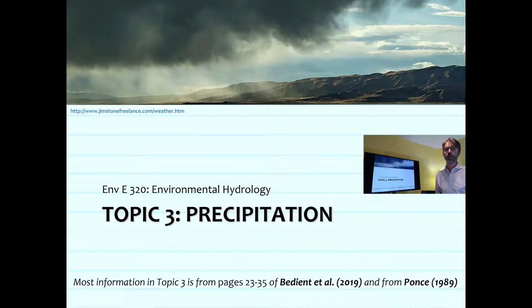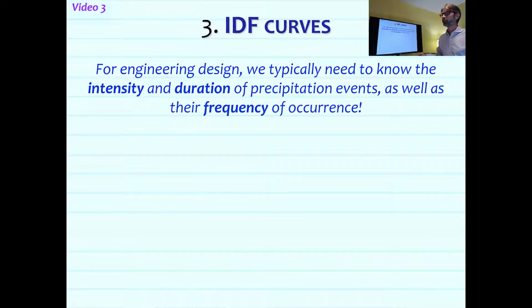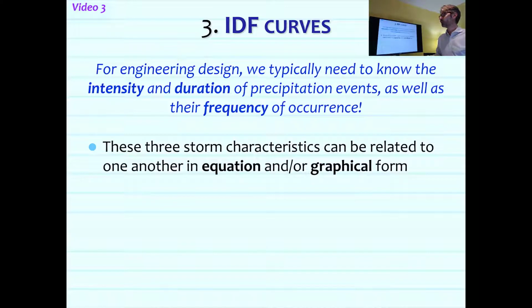This is video 3 of topic 3 on precipitation, and we'll talk about IDF curves. For engineering design applications, we typically need to know the intensity and duration of precipitation events, as well as their frequency of occurrence. These three storm characteristics can be related to one another in either equation or graphical form.